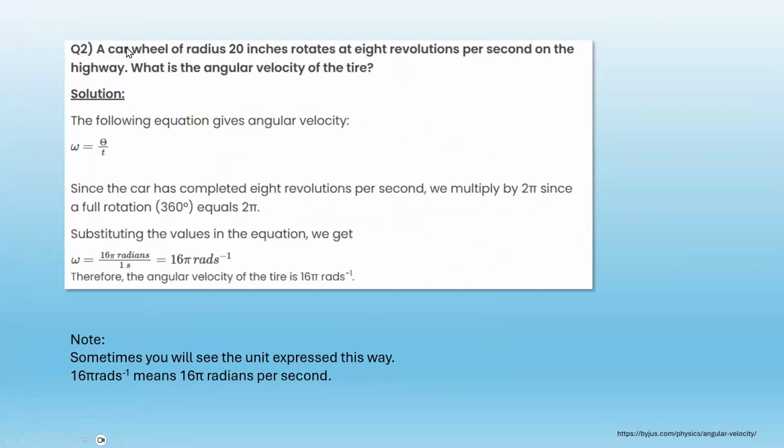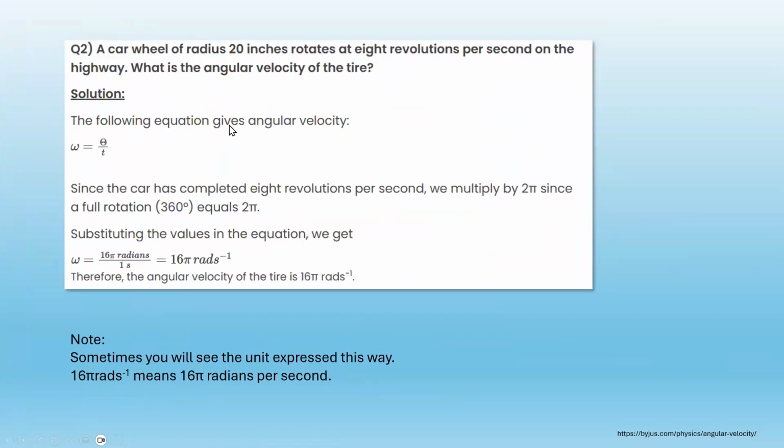Another problem here: a car wheel of a radius 20 inches rotates at 8 revolutions per second. Oh, that's getting complicated here. On the highway, what is the angular velocity of the tire?